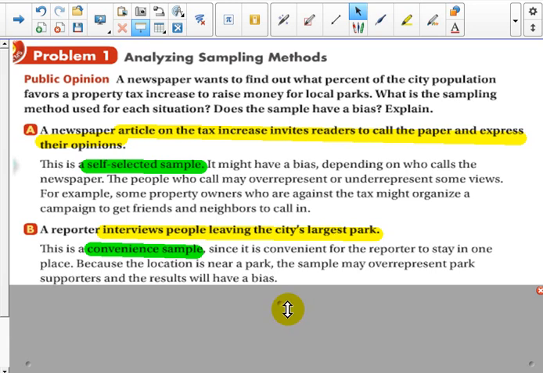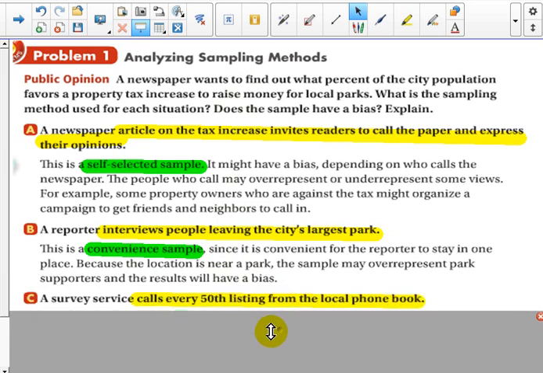Oh, I'm sorry. Let's go back to the first question. I forgot about what this is over. All these questions go with this first blurb. So the original question was they want to find out what percent of the city's population favors a property tax increase to raise money for local parks. So yes, being that he's standing at a park, it would absolutely have bias because you're going to get people who are supporting the parks. So it would have bias. Sorry, I forgot to connect the two.